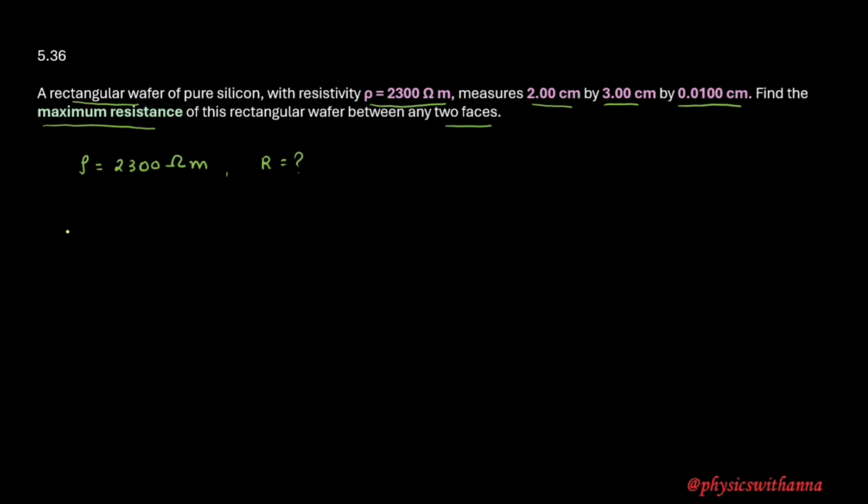We know that resistance R is given as rho L over A, where rho is the resistivity, L is the length of the conductor, and A is the area of cross section. If we want the resistance to be maximum, the length of the conductor must be maximum, whereas its cross-sectional area must be small. So out of the dimensions given to me here, the one with the highest value we will choose as length L, and the other two will be used to calculate area. Since 3 centimeter is the highest, I will take this as length L, so we have the maximum resistance, and these two we will use to calculate area.